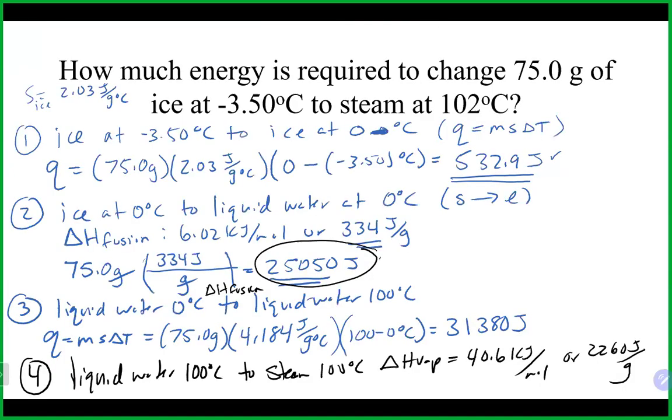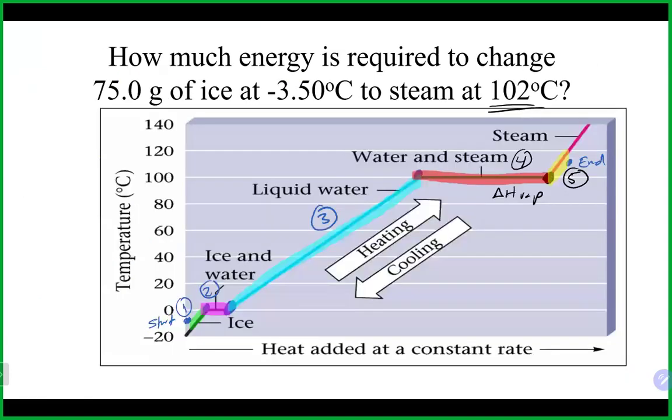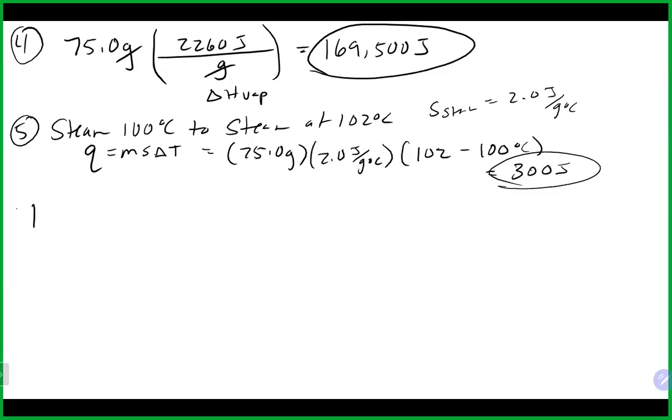Now, at this point, we circle all of our numbers. If we want the total amount of energy required to go from where we started to where we ended, all we have to do is add up each of the parts that we did. So to get our total energy, we add up step 1 plus 2 plus 3 plus 4 plus 5 in this case. So we have 532.9.